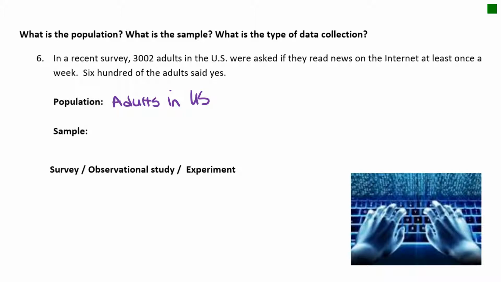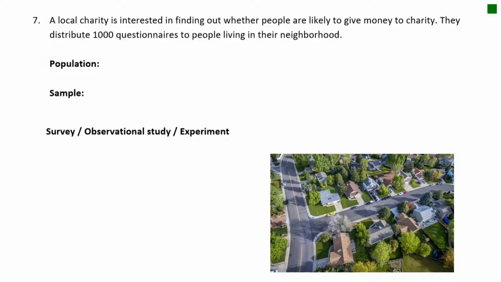What's the sample, though? Did we ask every single adult in the U.S.? No. We asked the 3,002 adults. That's all we could get to with our what? Survey, observational study, or experiment. Which one did we do? We took a recent survey. We actually asked them. We just didn't observe. We didn't go into everybody's house. Oh my gosh, that'd be creepy. We put little cameras in everybody's house to see if they were reading the news on the internet. No, we just surveyed. We sent out a little paper and they sent it back. Probably on the internet.